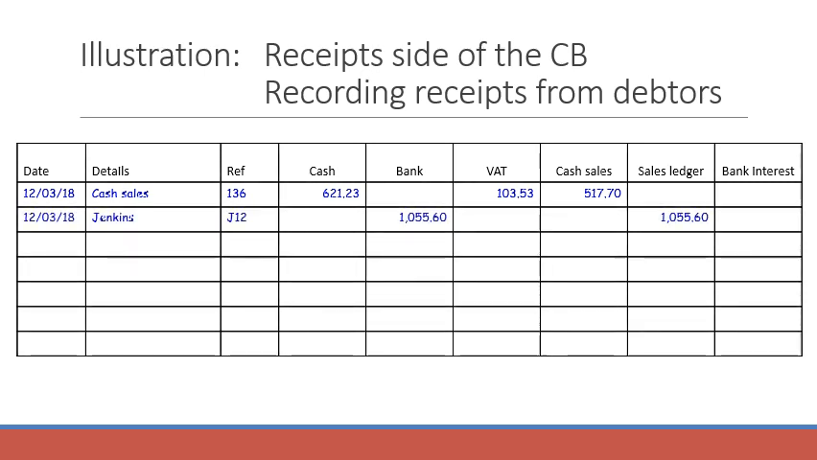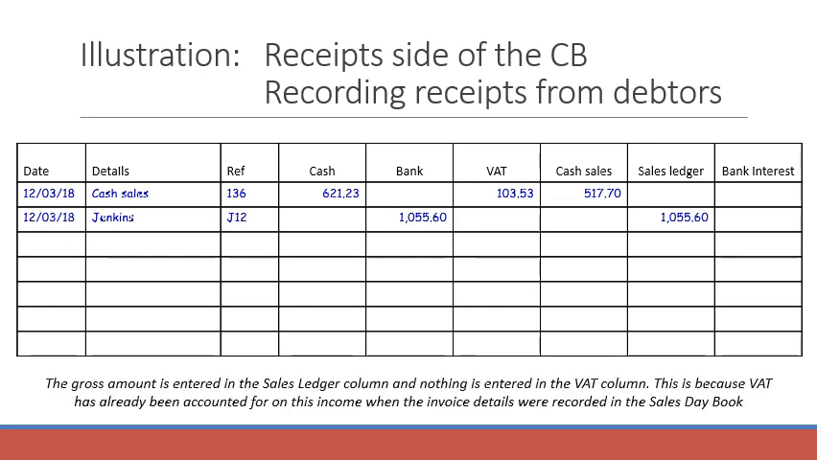Well, here what we do is we record the date, and we'll record who the money has been received from. The reference, here I've used the reference for Jenkins sales account. We'll record the money that's been paid into the business. Here it's gone straight into the bank, and the total amount will also be recorded in the sales ledger. Please note that we don't split out the VAT or anything like that, simply because the VAT has already been accounted for on this amount in the sales day book. So there's no need to do it again, otherwise we'd end up double counting VAT.